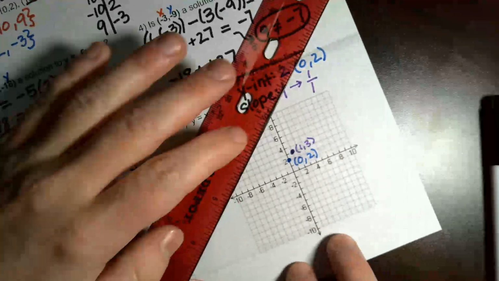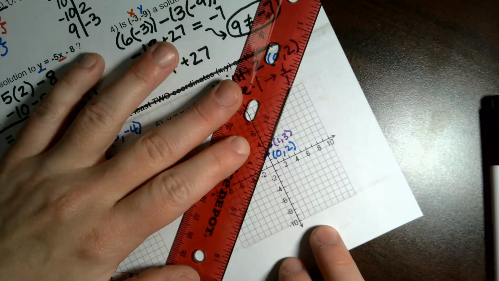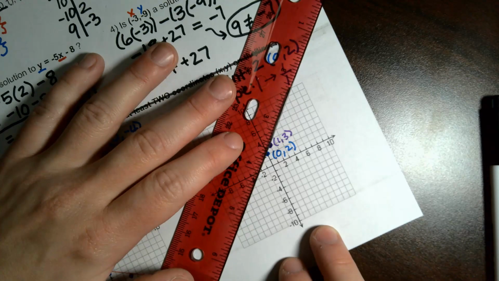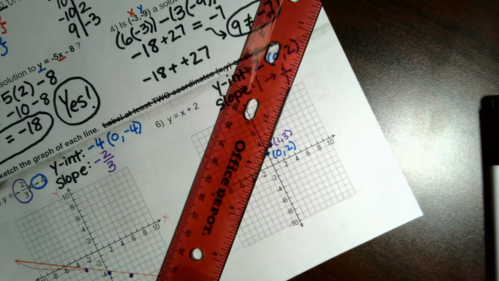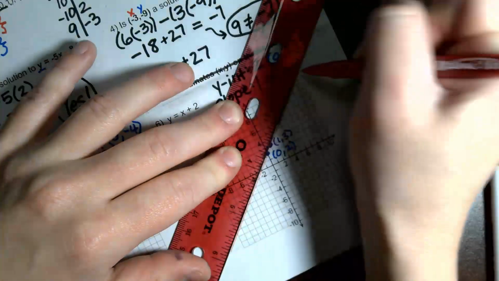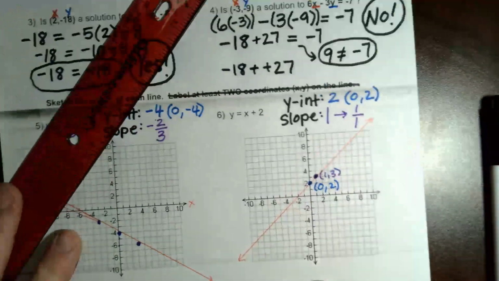Now we just got to connect our dots. The arrows on the end. Yes, you've got to put arrows on the end of your line to show that it goes on forever. Just like that.